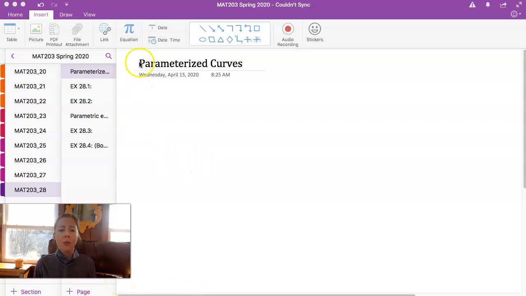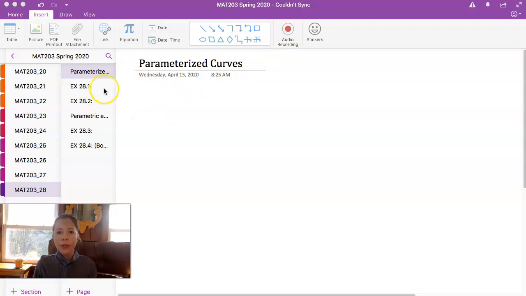In this lesson, we are going to learn about parameterized curves. And the key here is the term parameter. Our parameter in this case is going to be time. So we're going to look at curves, so position, as a function of time. Essentially, we are going to be drawing these curves or tracing them over time.